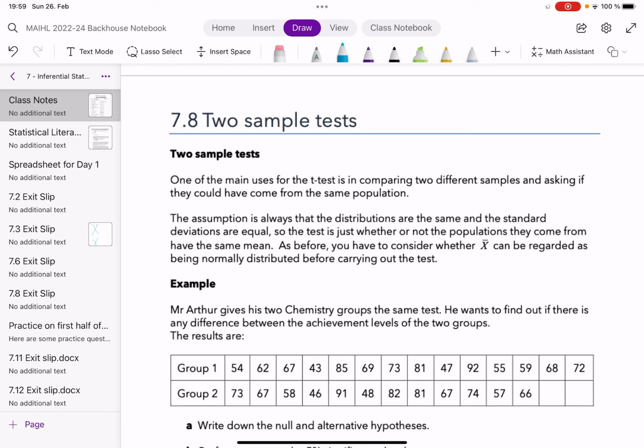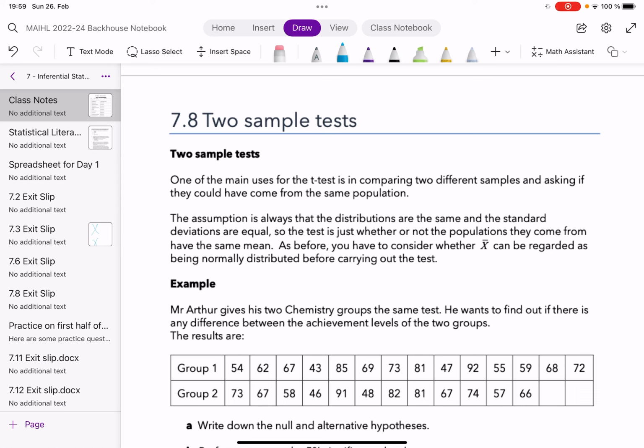If we know the population's standard deviation or variance, we can use the Z test. If we don't know it and we're having to estimate it based on the sample we've got, we need to use the t-test. One works from the normal distribution, the other works from the t-distribution.